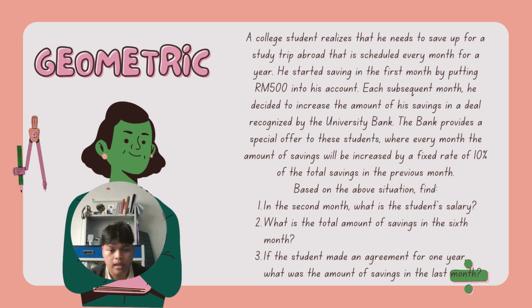Question number two, what is the total amount of saving in the sixth month? Question number three, if the student made an agreement for 1 year, what was the amount of saving in the last month?